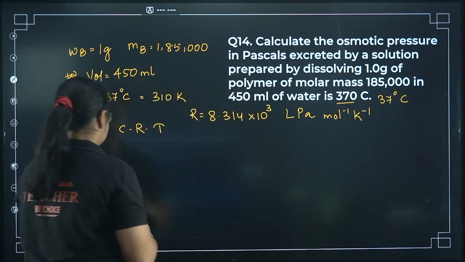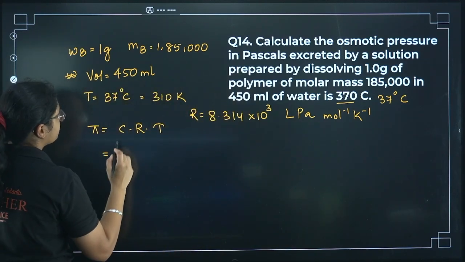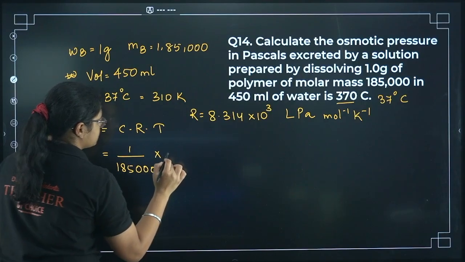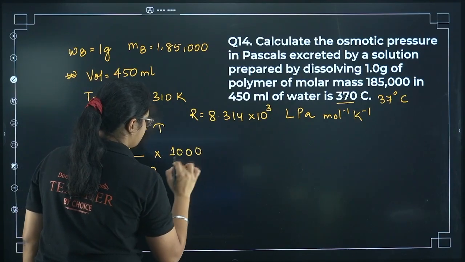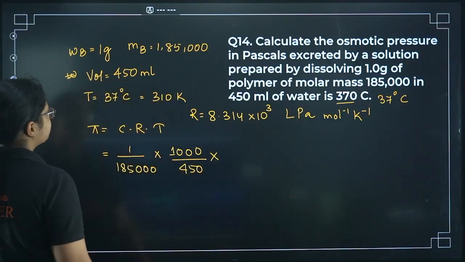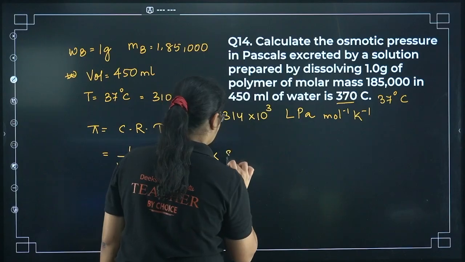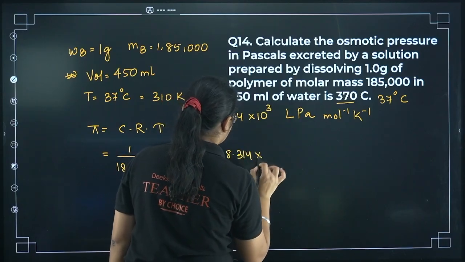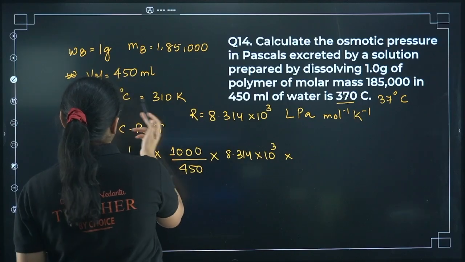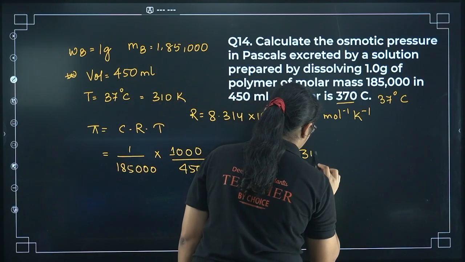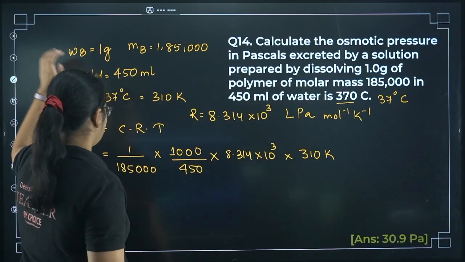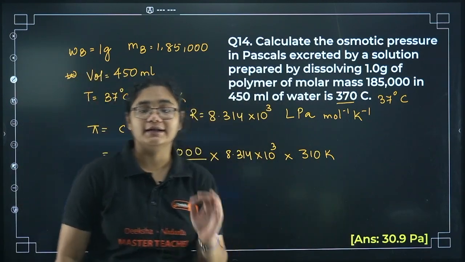Okay, so now let's substitute this one. So C value is 1 by 185,000 into 1000 by volume 450. Okay, then I have here 8.314 into 10 to the power of 3. Temperature is, we have 37 plus 273, that is 310 Kelvin. Okay, now once you solve this, how much we will get? If I solve this, we will get 30.9 Pascal.